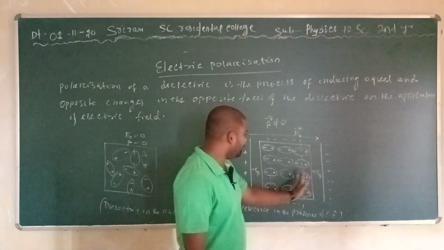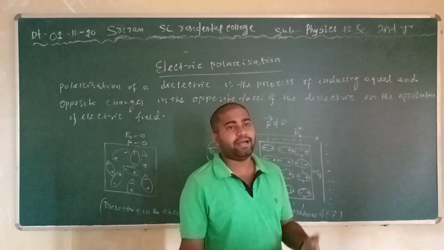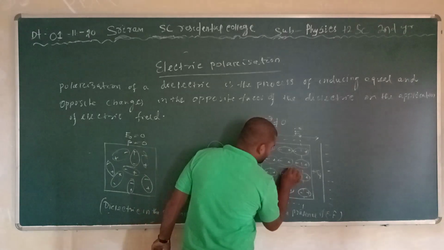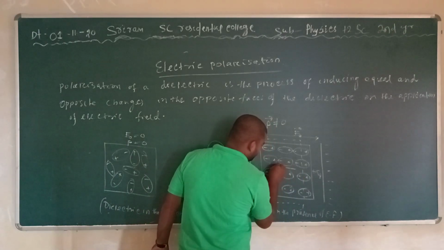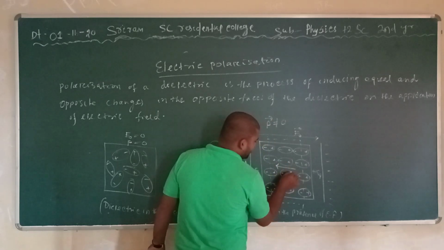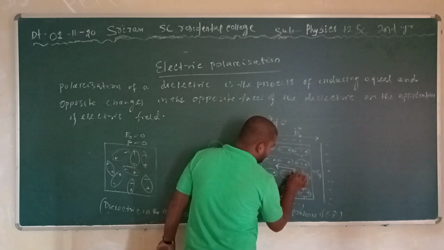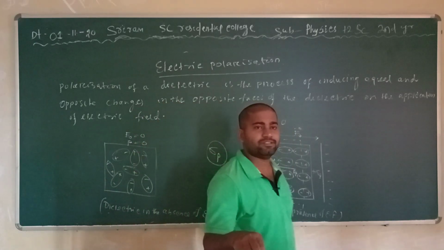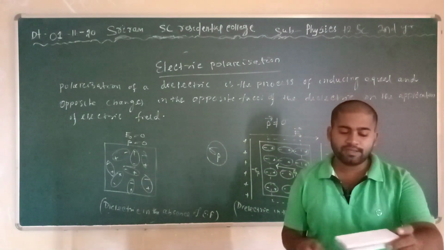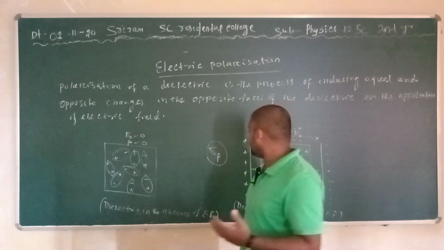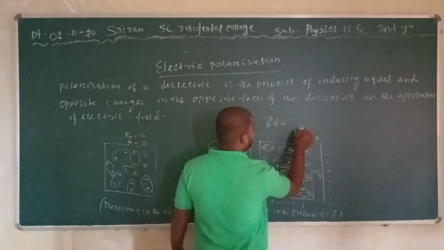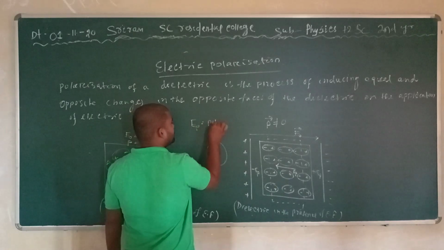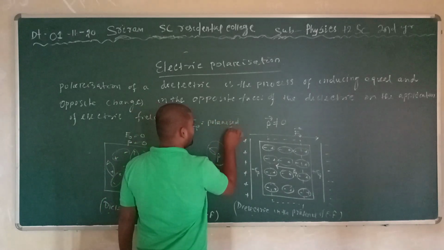As both faces carry an arrangement of charges, there is a formation of an electric field, and that electric field we term the polarized electric field. The polarized electric field we mark here as EP, that is the polarized electric field.